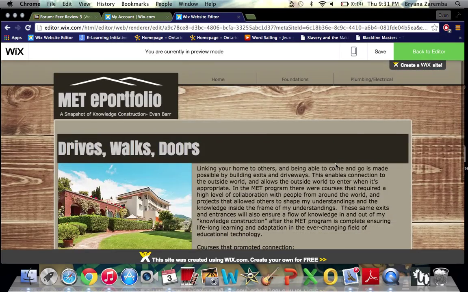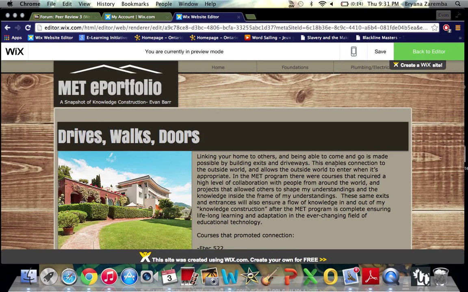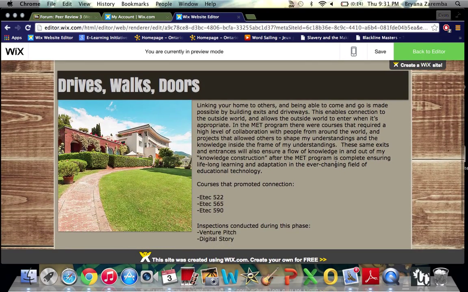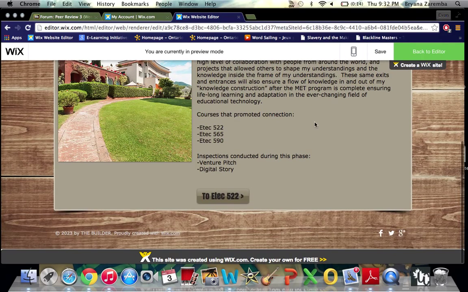Finally, to Doors, Walks, and Drives. Doors, Walks, and Drives link your home to others, and being able to do this makes it possible for the outside world to come in and you to exit into the outside world, establishing connection, really. Now, courses that promoted connection were eTech 522, 565, and 590, and there are obviously inspections conducted during this stage as well: the venture pitch, my digital story, and this e-portfolio.